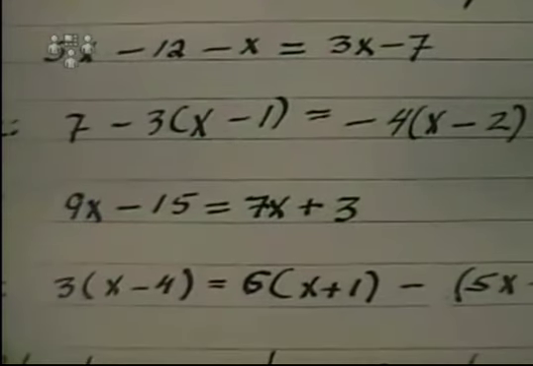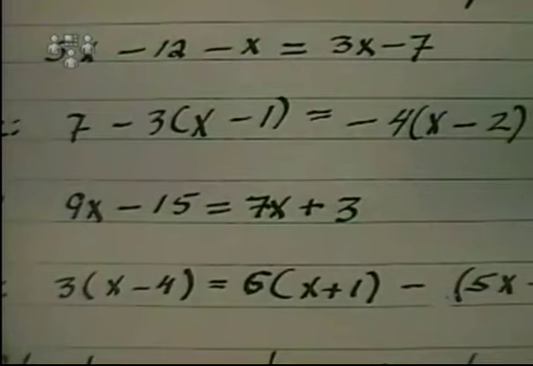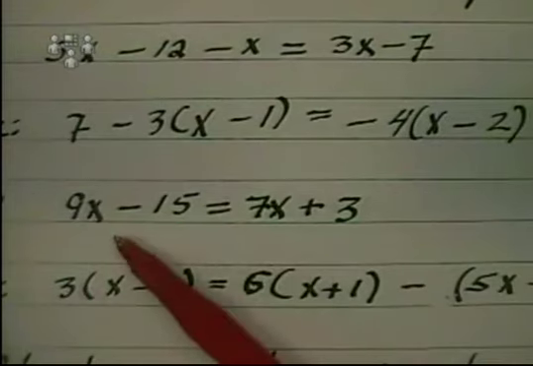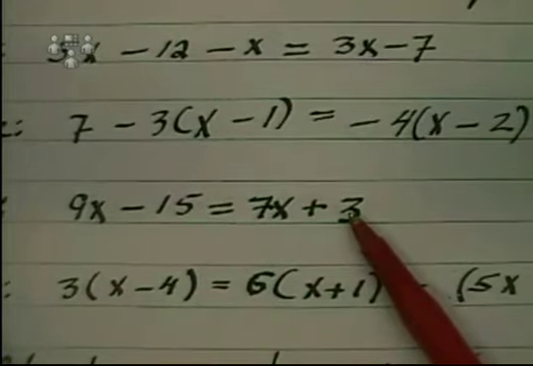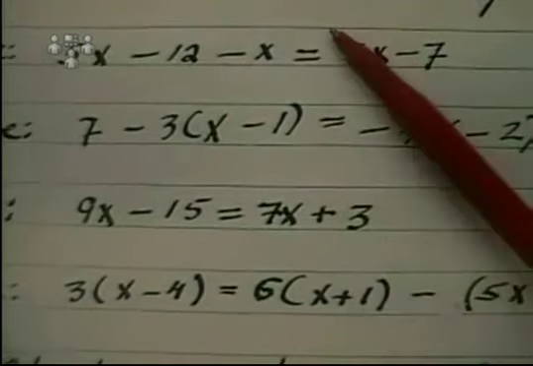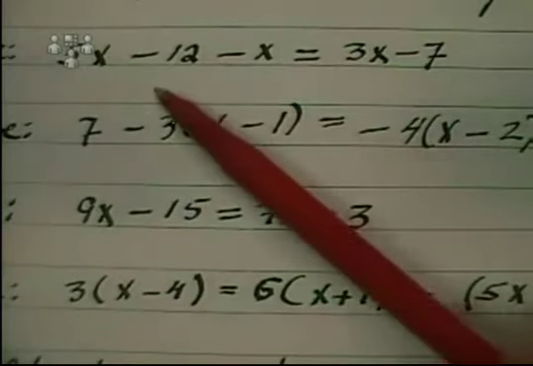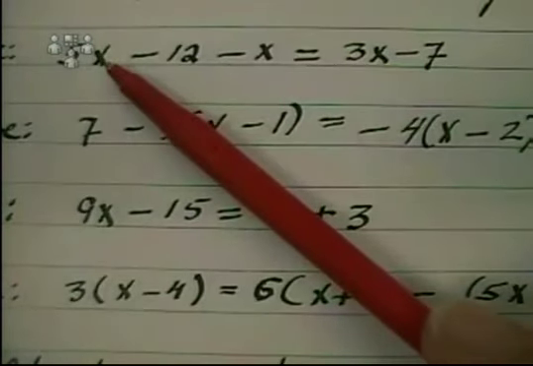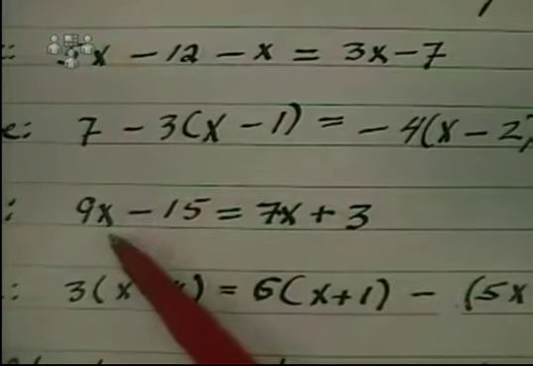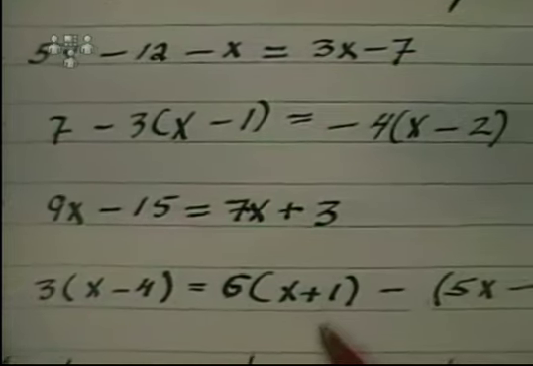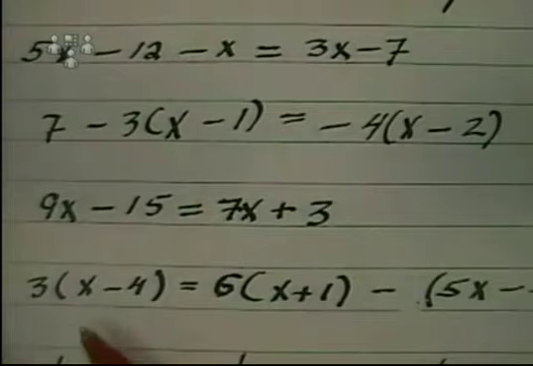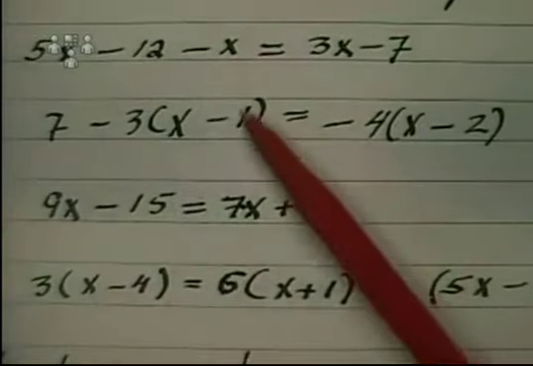Well, why is that different, these first two now, as we come down to this one at 9x minus 15 equals 7x plus 3? The difference between the top one and this one is that up here you ended up with 1x at the end. So you didn't have to do anything else. Here you get 2x is equal to 18, and you had to divide by 2, so that made it a more difficult problem.